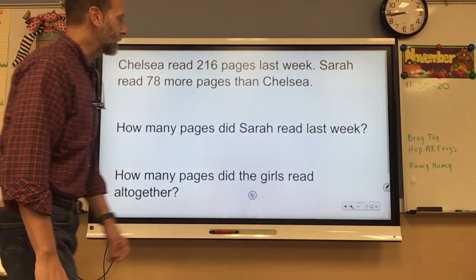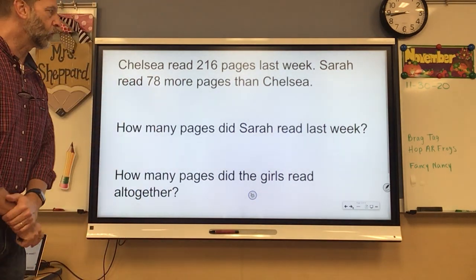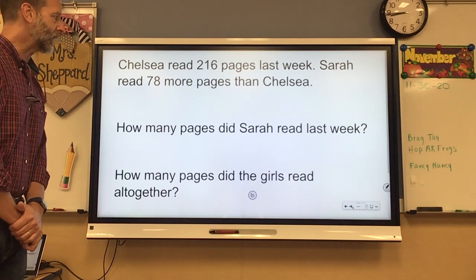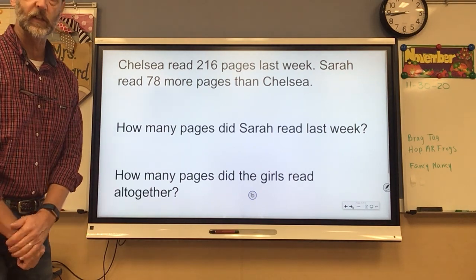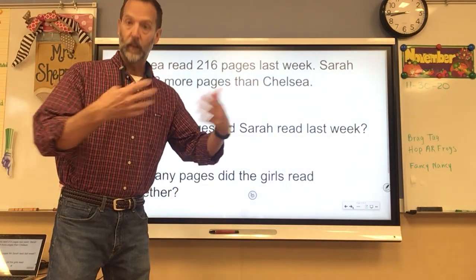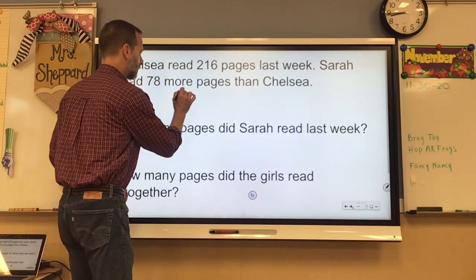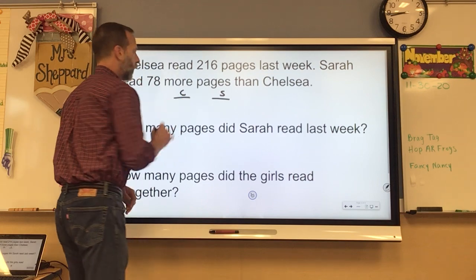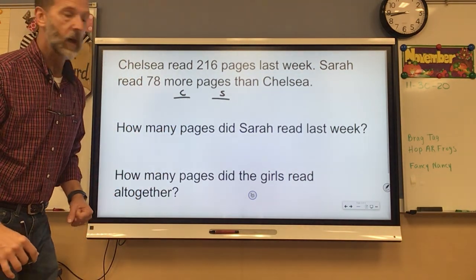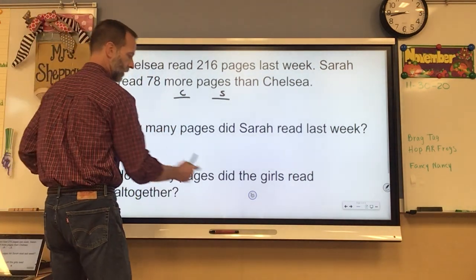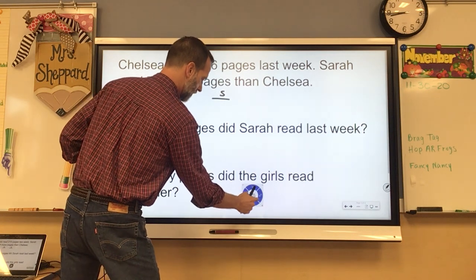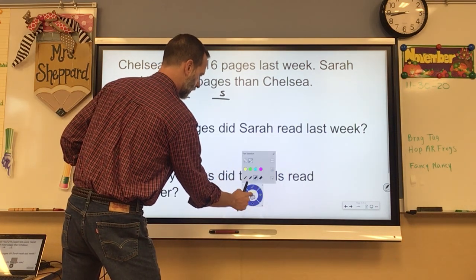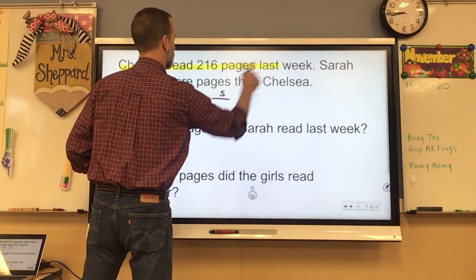In my next problem, it says, Chelsea read 216 pages last week. Sarah read 78 more pages than Chelsea. Let's stop. Label what we have. Okay, we have Chelsea, we have Sarah. Whose number do I know? I know Chelsea's right here. I'm going to hit the highlighter. Okay. I know Chelsea's number right here.